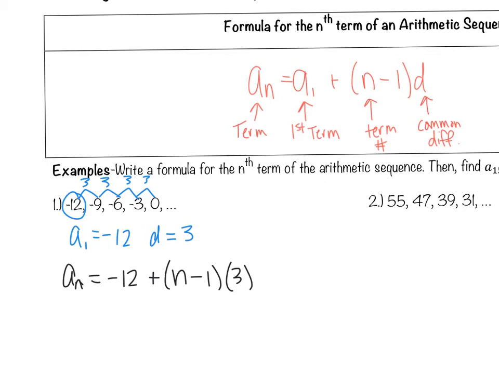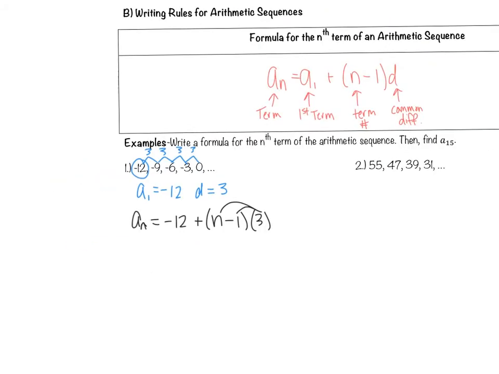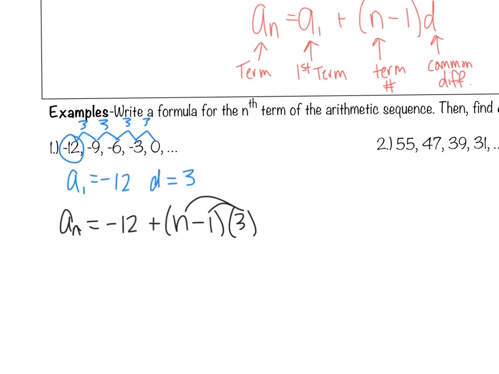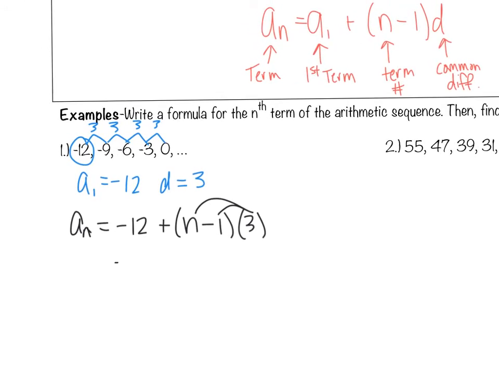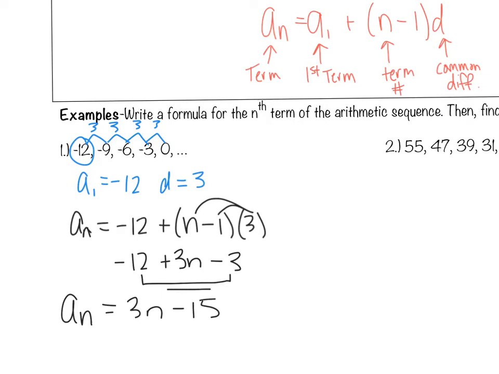I have to distribute the 3 in here. Okay, I have negative 12. When I distribute that, 3 times n is 3n. 3 times negative 1 is negative 3. Combine like terms, and I get A sub n equals 3n, negative 12 and negative 3 is negative 15. And that will serve as my formula for this sequence. Okay, this is the formula for this sequence.